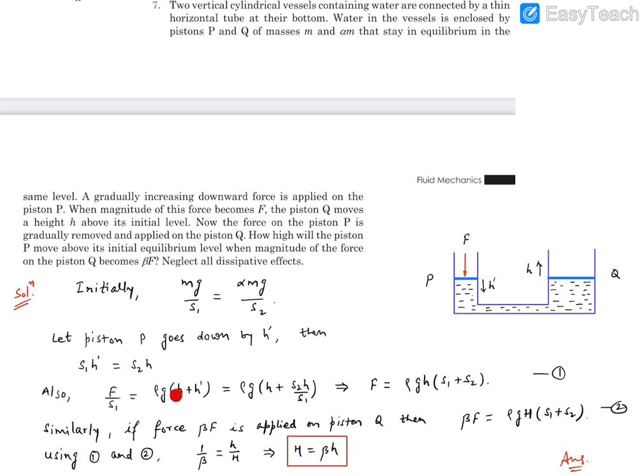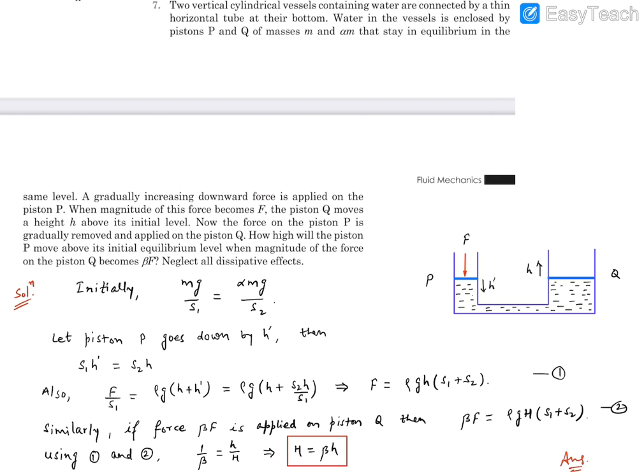If we write the total pressure, we need to write these two terms on both sides, so they will get cancelled out. Anyway, H prime can be borrowed from this: H prime is equal to S2 H divided by S1. So we can put this H prime over here, take H outside, and balance this denominator. S1 in the denominator will get cancelled out. So F turns out to be rho g H within bracket S1 plus S2. This is the force that we have applied on the piston P, and this is the height by which the piston Q has gone up.